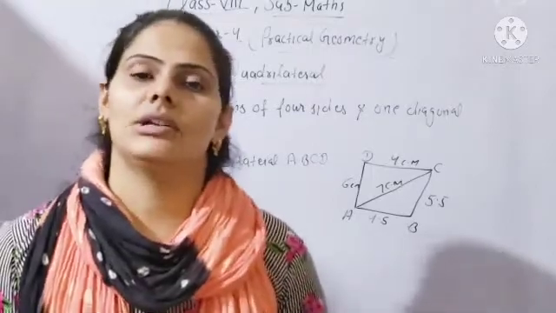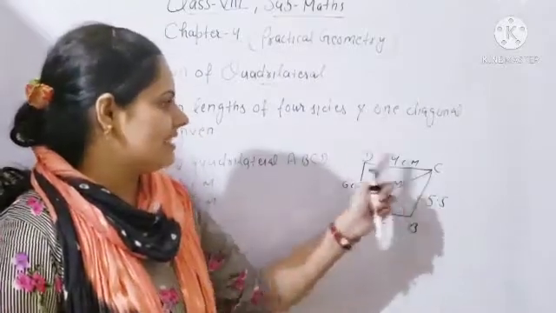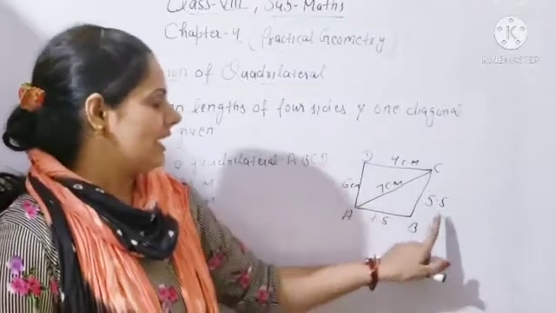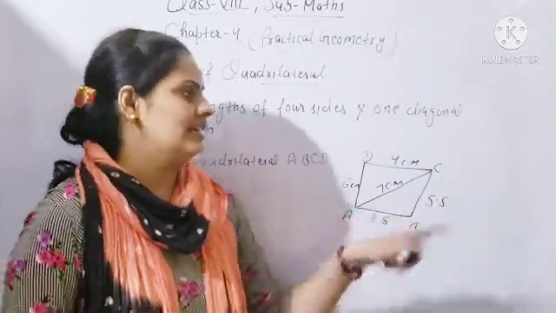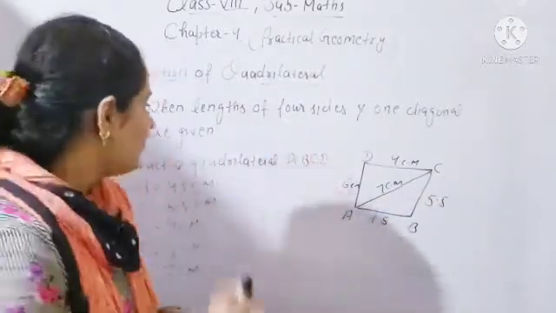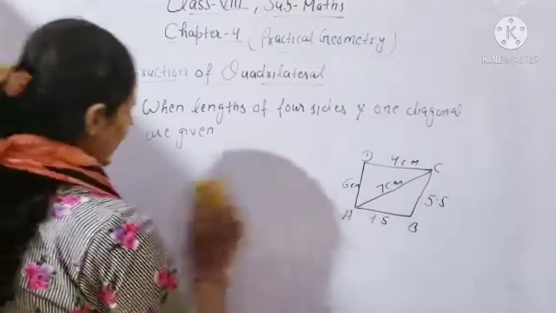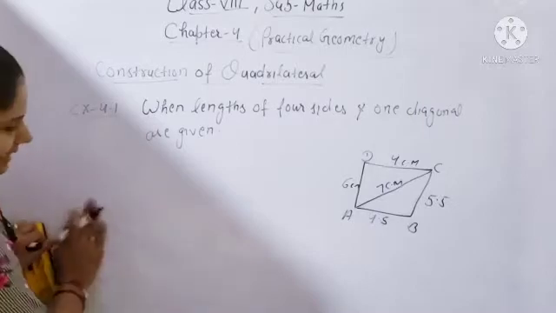First, you will draw a rough diagram of quadrilateral ABCD. You will write all the sides, whatever is given: AB 4.5, BC is 5.5, DC is 4 centimeter, AD is 6 centimeter and the diagonal AC is given 7 centimeter. Now you will construct the quadrilateral. How will you construct it, beta? I will tell you step by step how to construct quadrilateral ABCD. You have made a rough quadrilateral ABCD. After that, how will you construct it in a proper way?